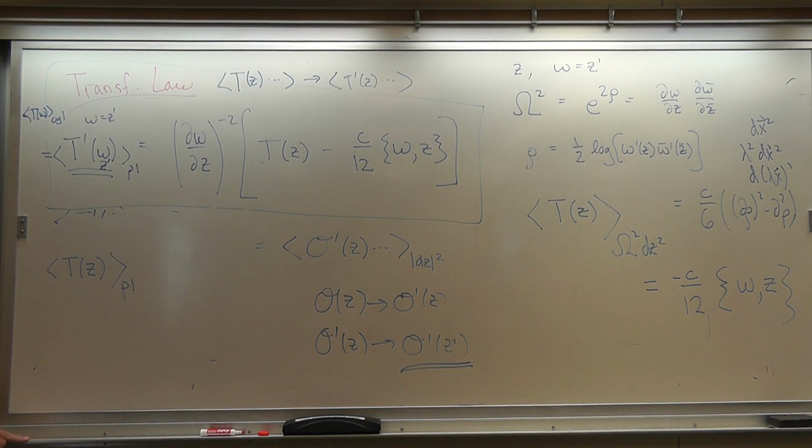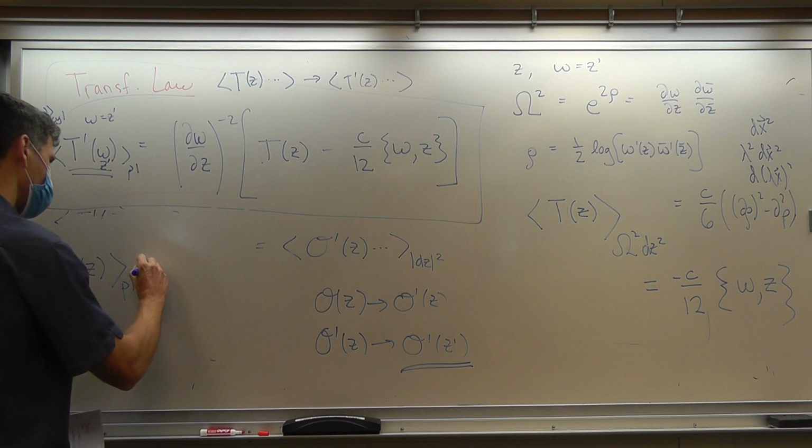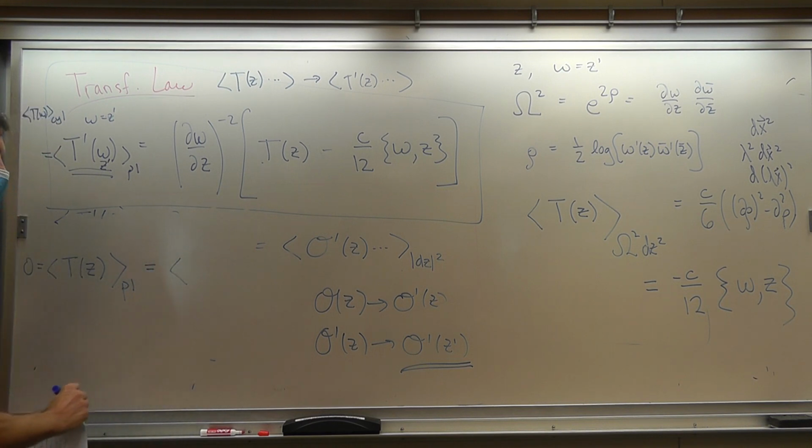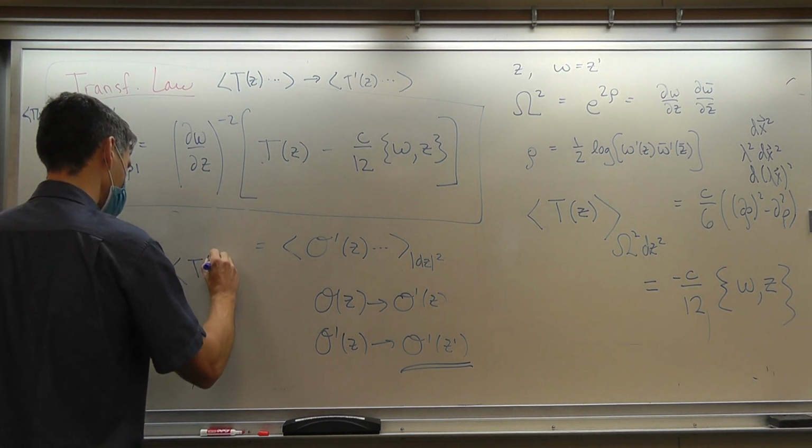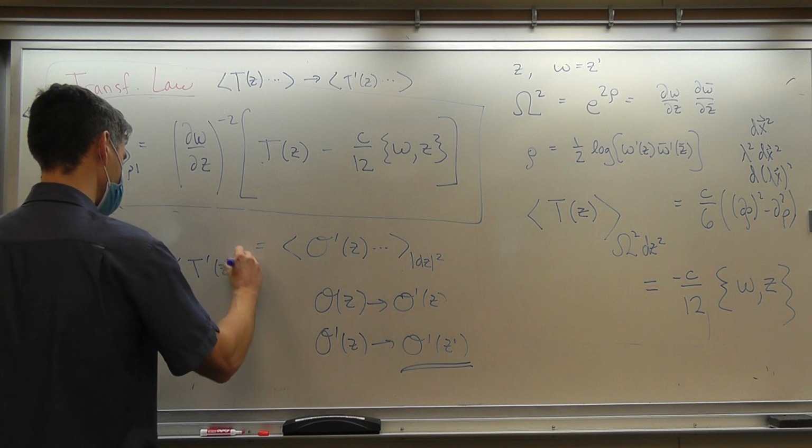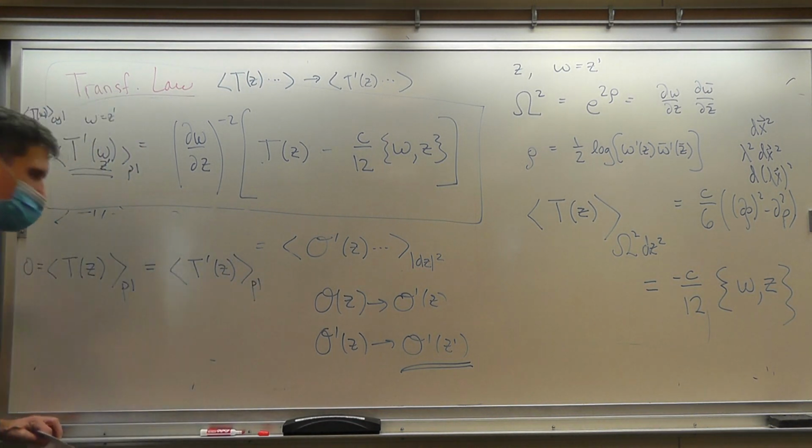Okay, so T of Z on the plane. Let's do this is 0. T of Z on the plane is 0. So let's do a conformal transformation. And let me make my wrong statement again, and then we can break down where I went wrong. I said by conformal transformation, this is equal to T prime of Z on the plane, which is therefore 0.